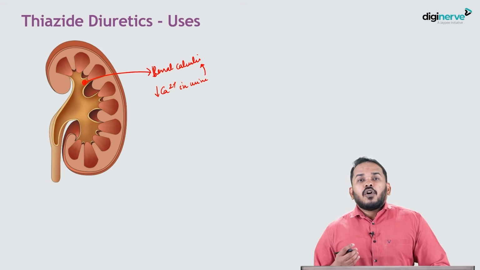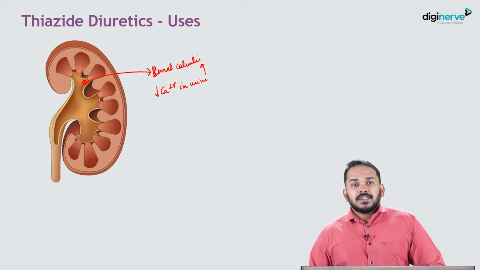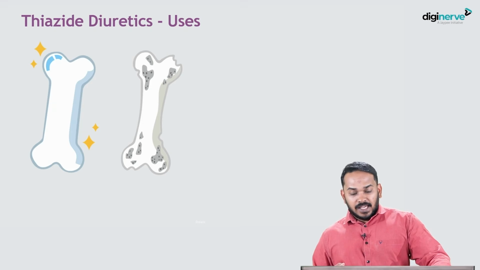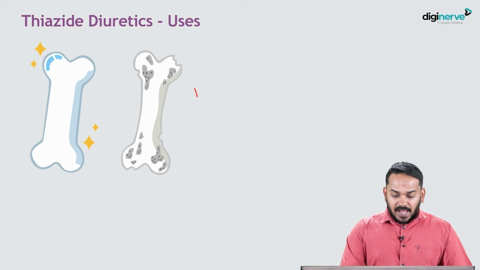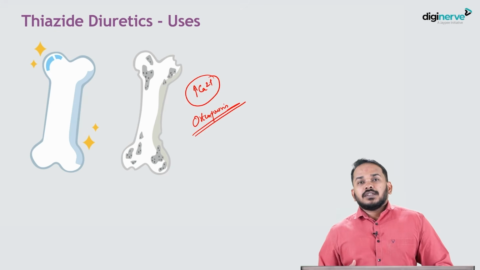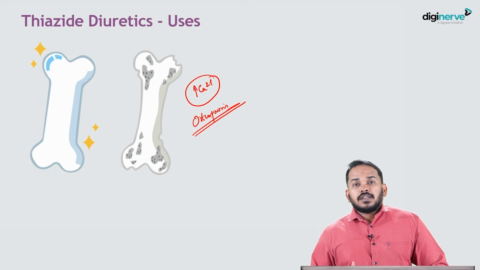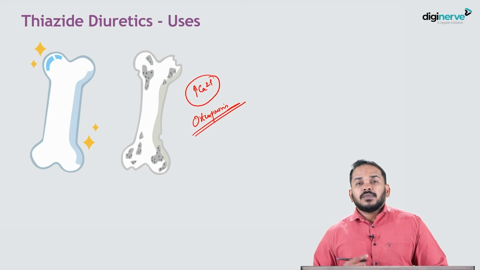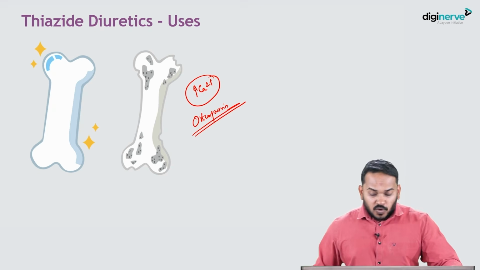Thiazide diuretics also reabsorb the calcium from the distal convoluted tubule and increase the concentration of plasma calcium. So it is used for the treatment of osteoporosis. Osteoporosis is a condition which is seen in the elderly. There is reduced bone mineralization, and thiazide diuretics, by increasing the calcium reabsorption from the distal convoluted tubule, will improve the bone mineralization in osteoporosis.